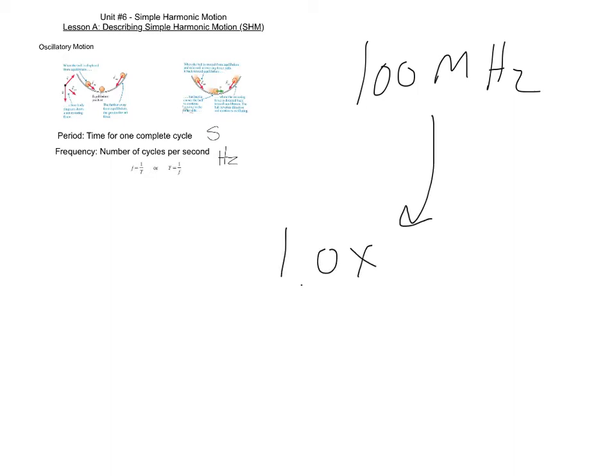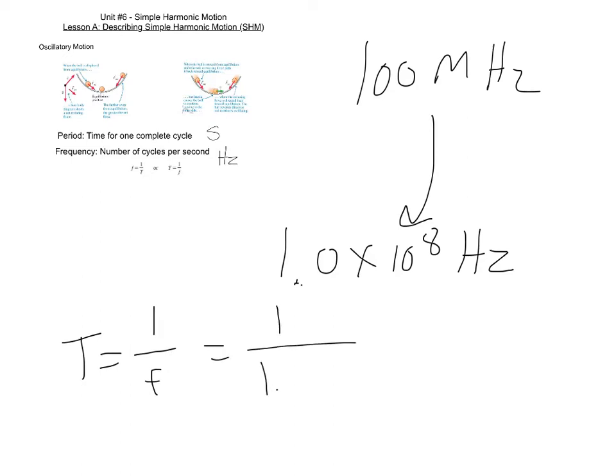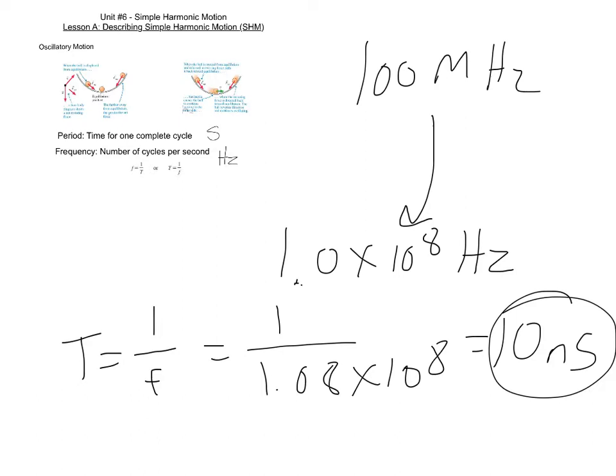So if a radio station broadcasts a frequency of 100 megahertz, that frequency in hertz is 1 times 10 to the 8 hertz. And if we wanted to know the period of that, it's 1 over the frequency, 1 over 1 times 10 to the 8. The period there ends up to be 10 nanoseconds, or 10 to the negative 8 seconds.